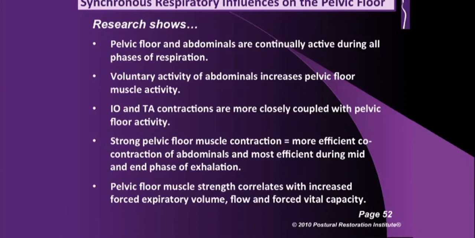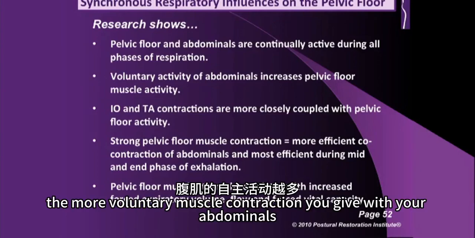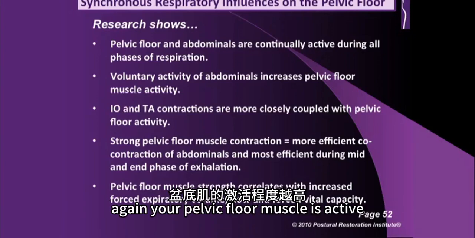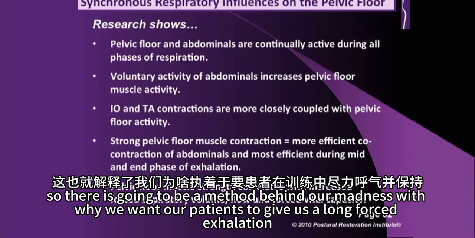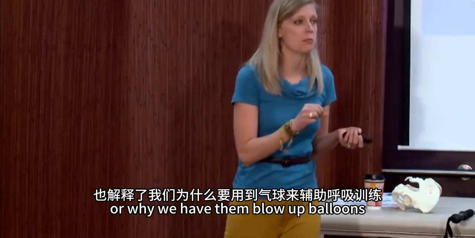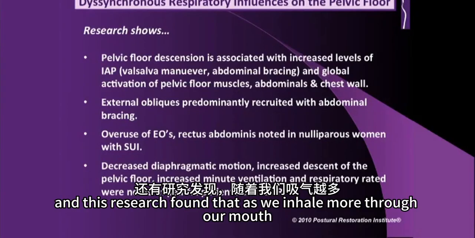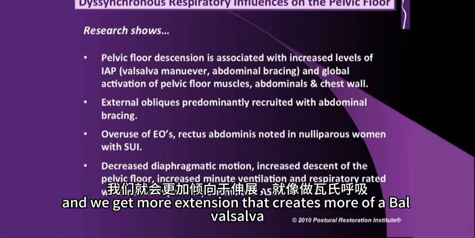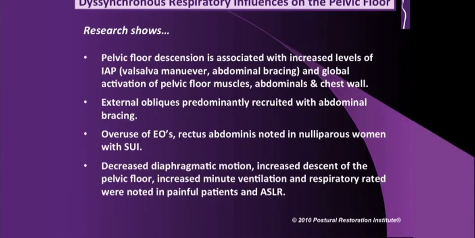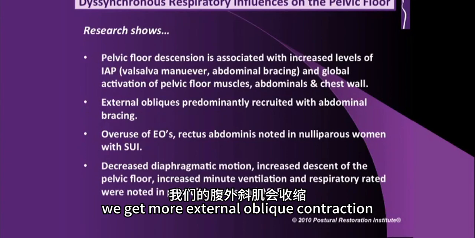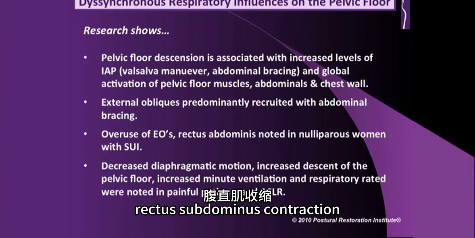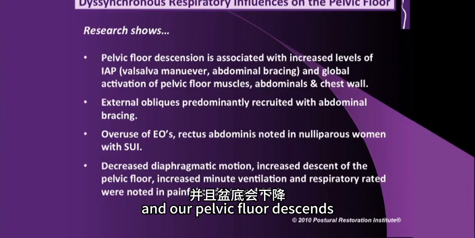The more voluntary muscle contraction you get with your abdominals, again, your pelvic floor muscle is active. So there's going to be a method behind our madness with why we want our patients to give us a long, forced exhalation, or why we have them blow up balloons. This research found that as we inhale more through our mouth and get more extension, that creates more of a Valsalva. And guess what? We get more external oblique contraction, rectus abdominis contraction, and our pelvic floor descends.